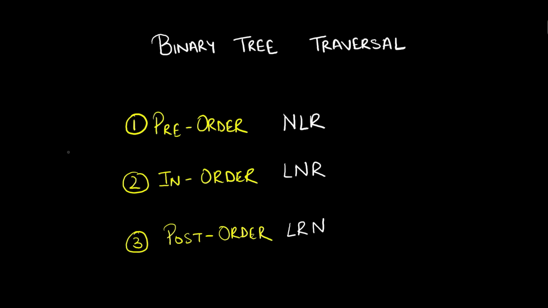There are mainly three traversal techniques: pre-order, in-order and post-order. These techniques follow a rule, which is basically how the function calls are made in them. So pre-order follows node, left and right, in-order follows left, node, right, and post-order follows left, right and node.